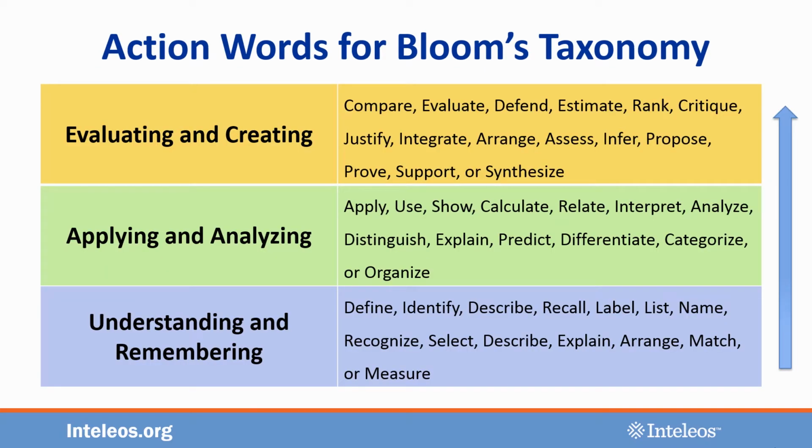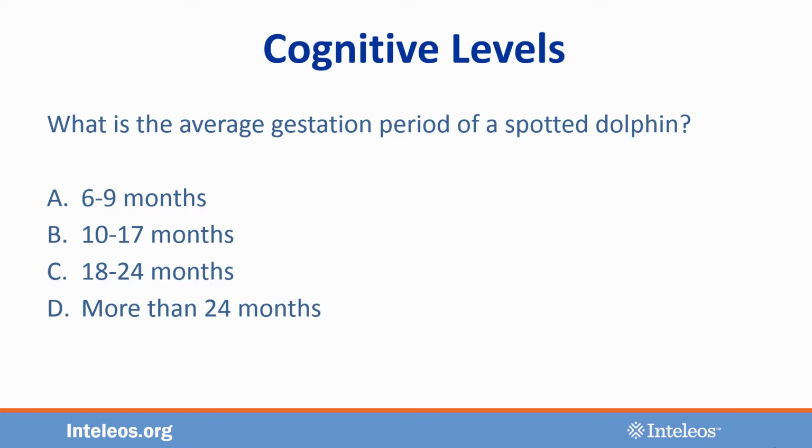To help you begin to write higher level questions, consider using a verb chart like this one. Chances are, if you are using verbs in the applying and analyzing tier, such as apply, use, predict, or analyze, the cognitive level of your question will be in this range as well. Let's look at an example. To answer the question, what is the average gestation period of a spotted dolphin, the candidate would have to understand the term gestation and remember what length of time is correct. Understanding and remembering are the lowest levels of the taxonomy.